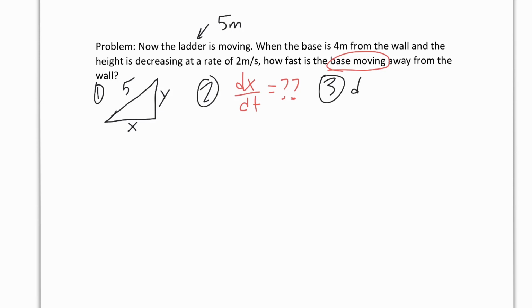Well, number 3, we should identify what information we're given. We're given dy/dt because we're told that the height is decreasing at a rate of 2 meters per second. So we're told that the change in y, the height, is decreasing, so it's negative 2 meters per second. We're also told, of course, that the base is 4 meters from the wall and that the ladder is 5 meters. We've included the 5 on the picture, but we're told that we're looking for the rate when x is equal to 4.